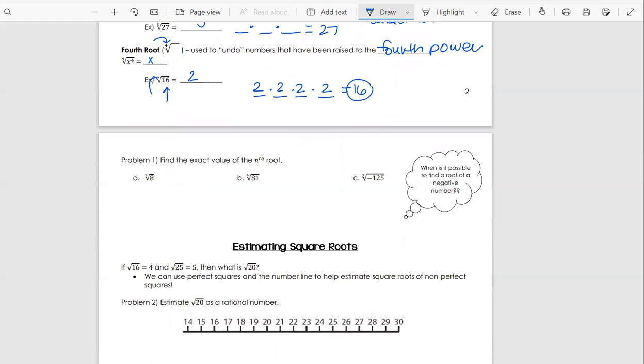So if we go on to page 3, find the exact value of the nth root. So I see a is the cube root of 8. In my head, I'm thinking about what number times itself 3 times, because that index gives me 8. Another way you can think about it is by doing a factor tree. Okay, so we're going to do those 2 little tree branches, and I'm going to come up with numbers that multiply to 8. Well, numbers that multiply to 8, that's 4 and 2.